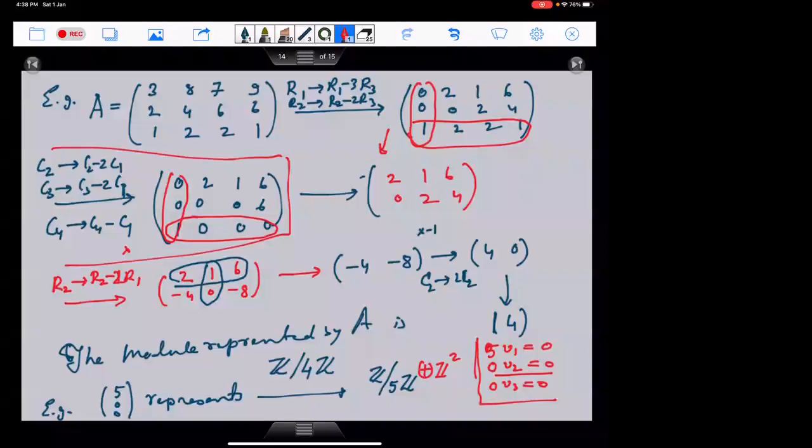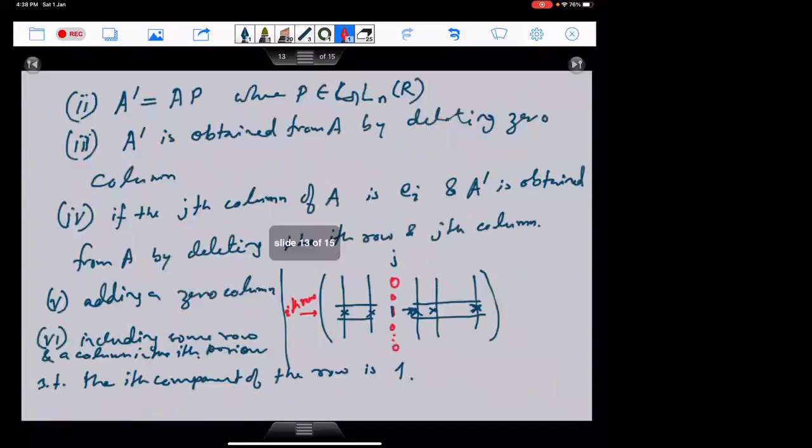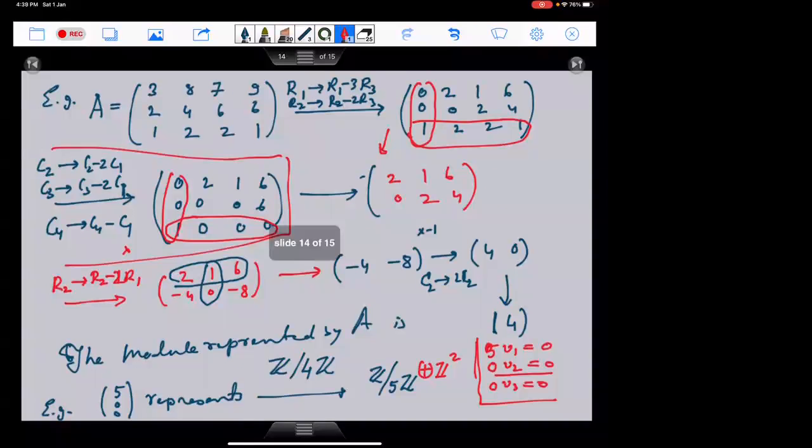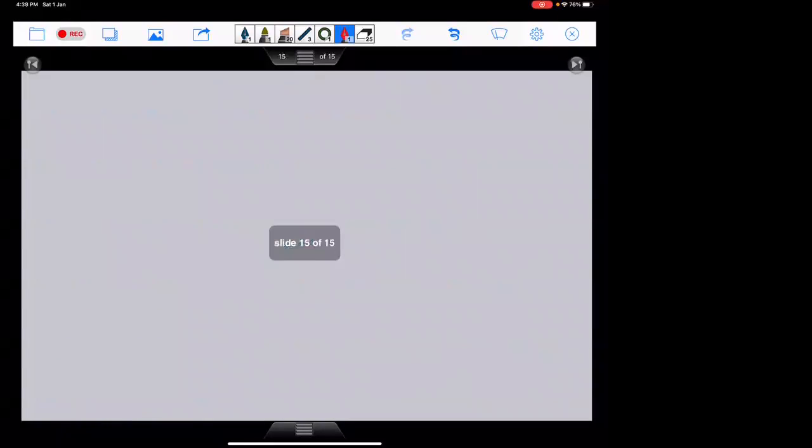So when I have only 0, what does that mean? All are free. If I have only 0, that means it is Z. If I have a column of 0, 0, 0, that means I have Z3. So go through this once and get used to it. This is new, going to the kernel and finding A. Okay, I'll stop here.